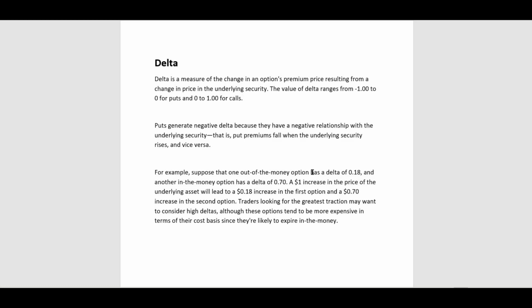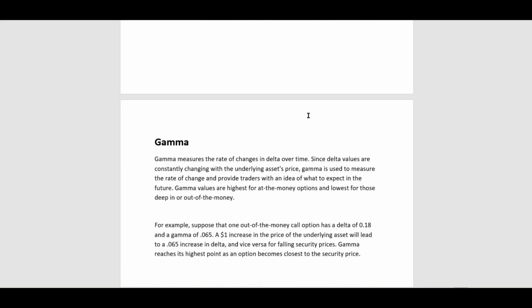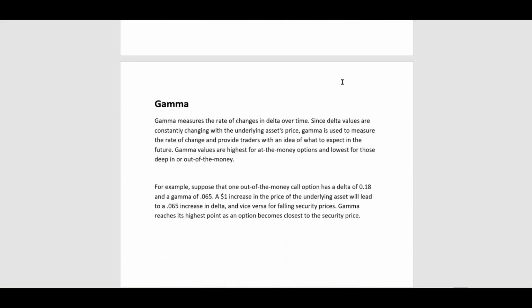Pretty sweet. You can have delta ranges from negative 1.00 to 0 and 0 to 1.00 for calls. So that's pretty standard. That is pretty much the most basic Greek to use when trying to understand the prices of options. If we move on to gamma, gamma is a way to measure the changes in delta over time.